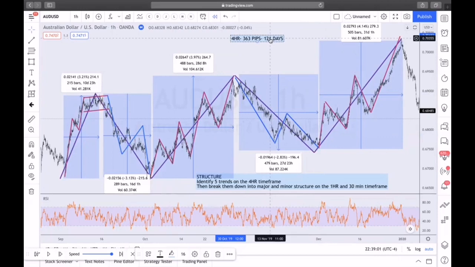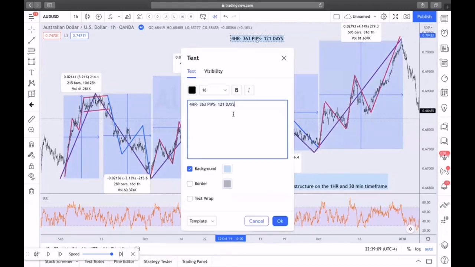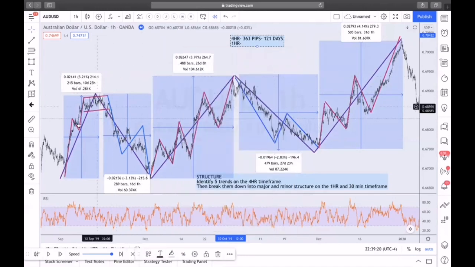So if we look at this, you see, again, we have 5 trends. We have 3 pink uptrends, 2 blue downtrends based off of 1-hour structure. And remember, it's going to be that same 121 days, all right? But now let's count the pips that we made in the same time frame. So this first trade, we have 214 pips to the upside. We have 215 on the downtrend. We have 264 on the uptrend. We have 196 on the downtrend, and then we have 279 back on that uptrend, right?